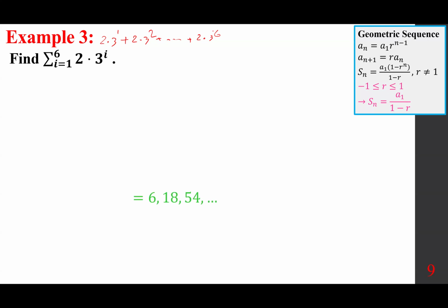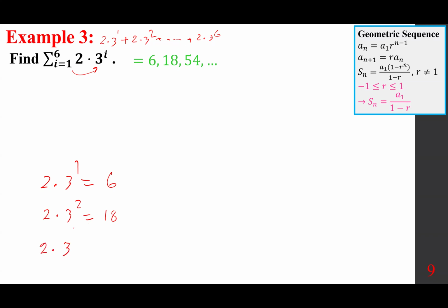You may notice this is a geometric series because it's 6, 18, and 54. All you have to do is just plug in 1. If I plug in 1, I get 2 times 3 to the power of 1, which is 6. If I plug in 2, 2 times 3 squared, which is 2 times 9, 18. If I plug in 3, 2 times 3 cubed, 2 times 27 is 54.